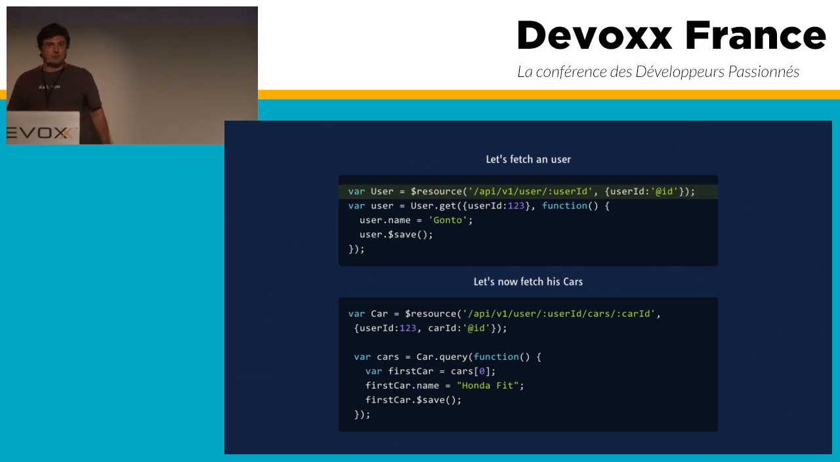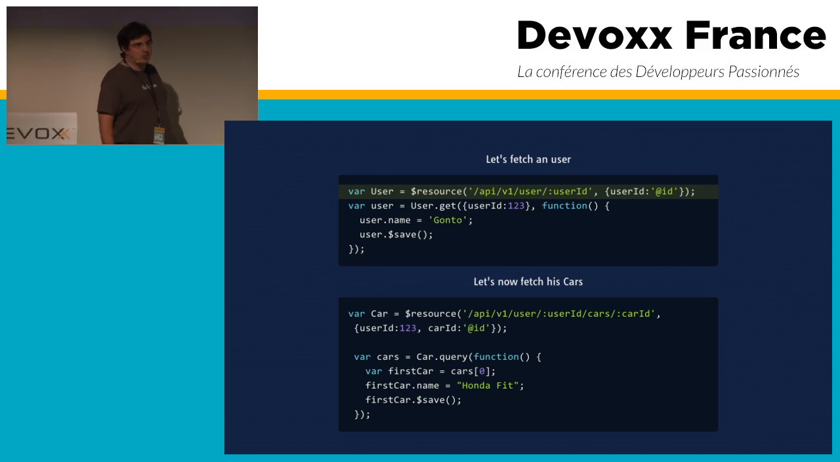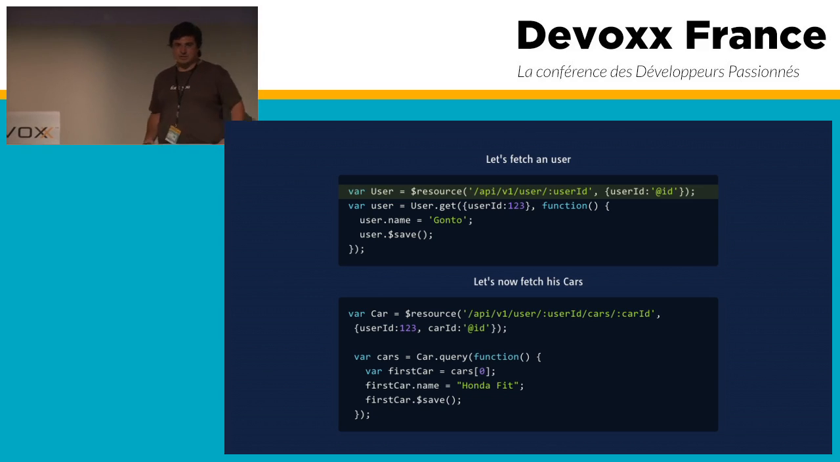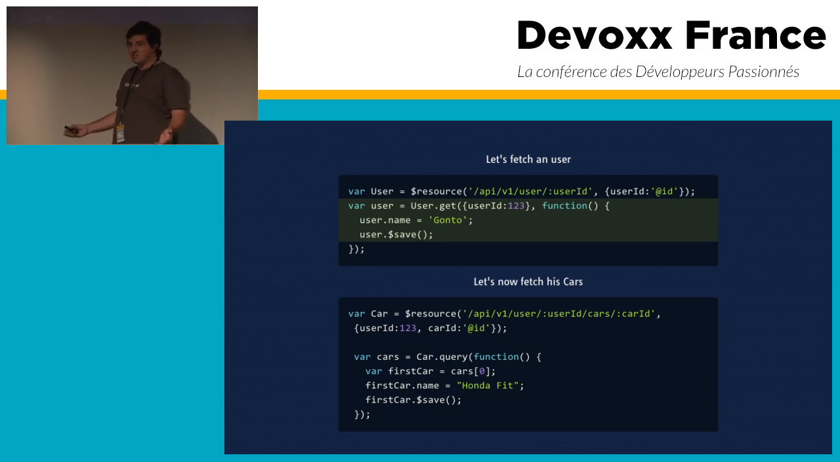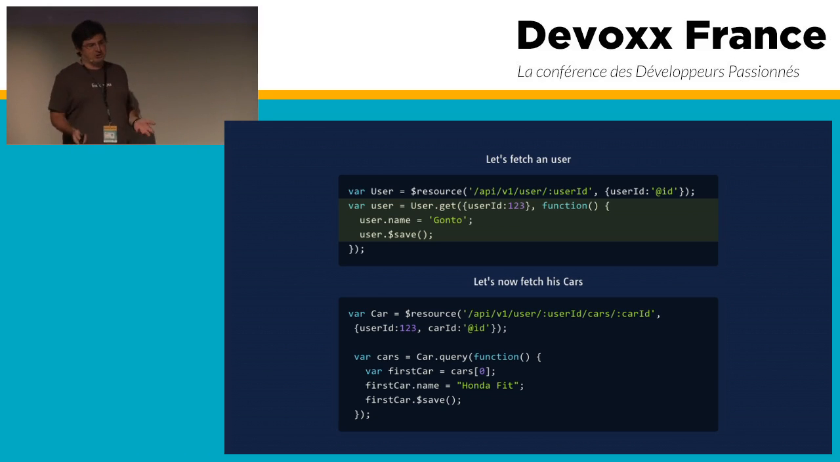In order to do that, first, I created the $resource object. In there, the first thing I specified was the URL, which in this case was the API version 1. I then set the user resource and the user ID. After getting that user resource, that user object, I just called the get method, sending as a parameter the ID that I needed, and as a second parameter, the callback. Inside the callback, just to test it out, I changed the name and called $save, which would do the correct PUT to the server. At this point, I was really happy. I got it working, 4 lines.